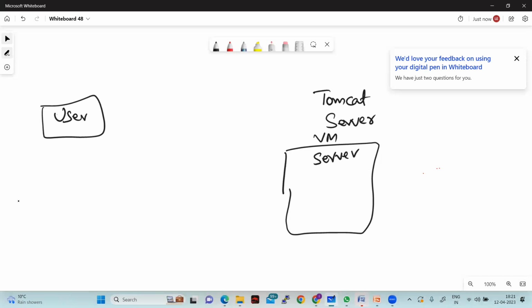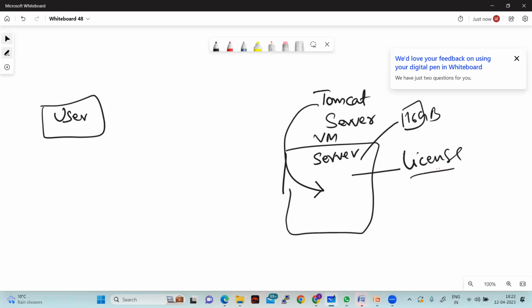And then you also have to install this Tomcat server in here. And when you want to install this Tomcat server, you also have to maintain the license for this Tomcat server software to use. And also for this VM server, let's say you need 16 GB of RAM or 1 TB of storage, and let's say 10 CPU processors.